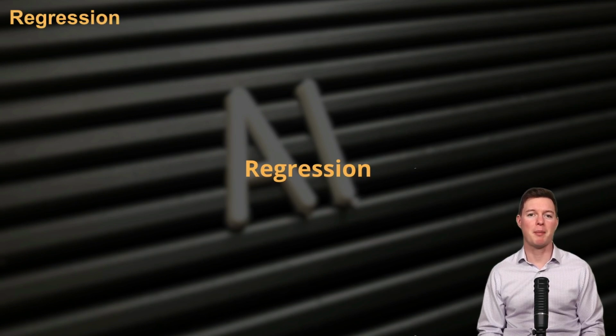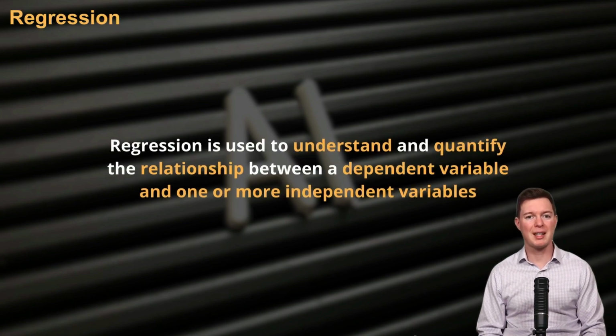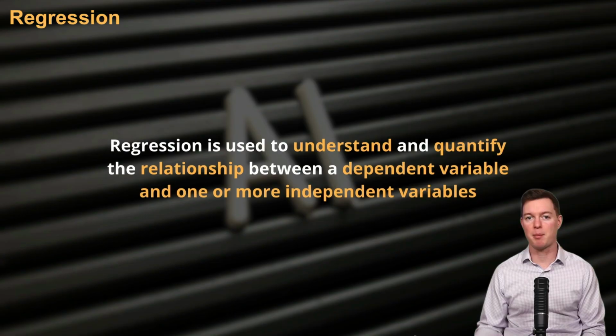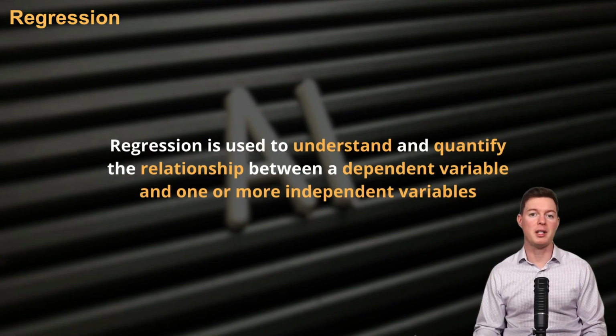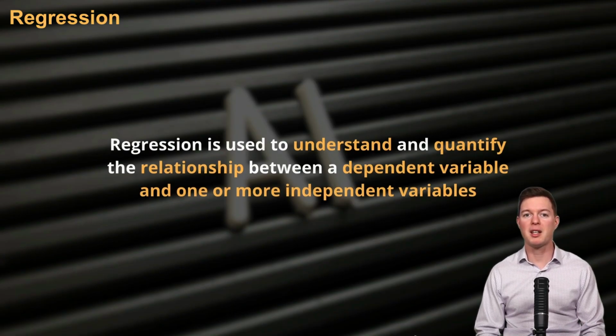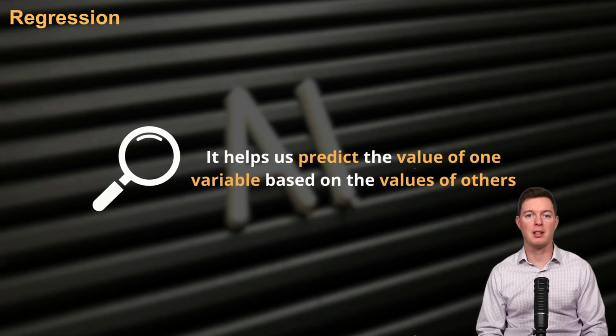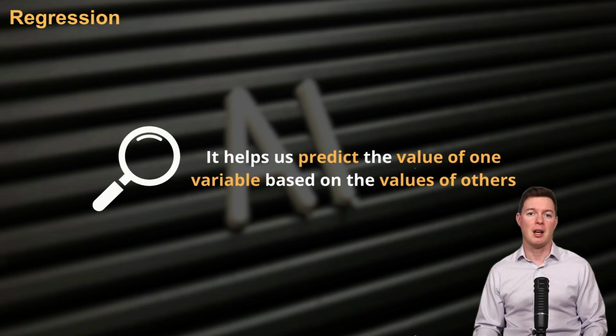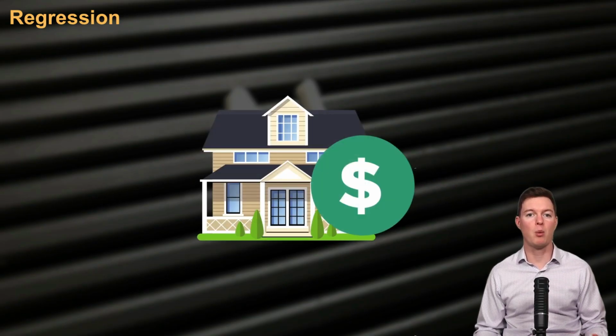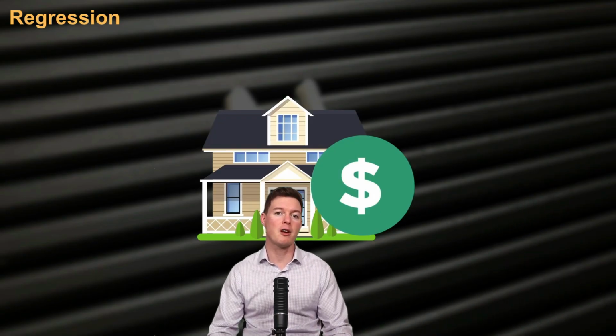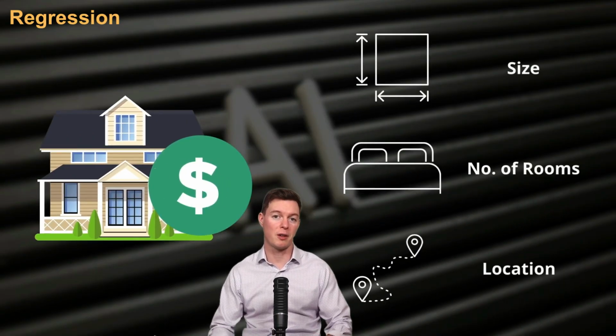Let's look at regression a bit more. Regression is used to understand and quantify the relationship between a dependent variable and one or more independent variables. In simpler terms, it helps us to predict the value of one of the variables based on the values of the others. In our house example, the variable we want is the price estimate, and that is based on the other variables such as the size, square footage, the number of rooms, the distance from the city centre, etc.